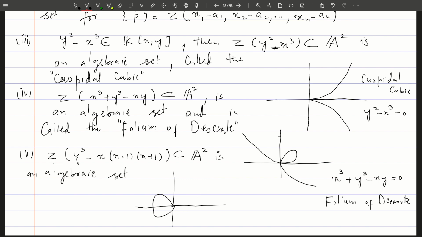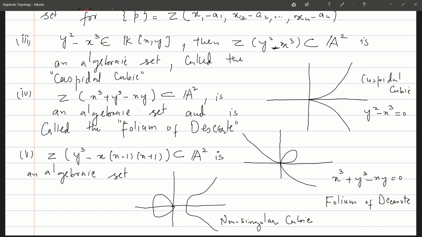So it is like this. So it's a non-singular cubic. So now if f is a polynomial of degree 1, then the zero set of f is called the hyperplane. So let us make this a remark.